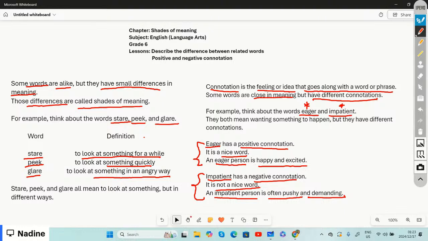And that is why we say, even though eager and impatient are similar, both of them want something, or it means that you want something to happen. But eager has more of a positive or nice connotation because you're happy, you're excited. Whereas impatient means that you become pushy. It's got a negative connotation. It's not nice, or you become demanding.